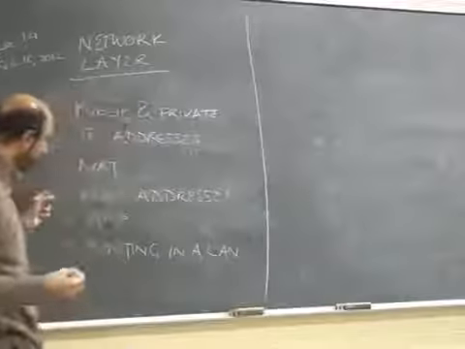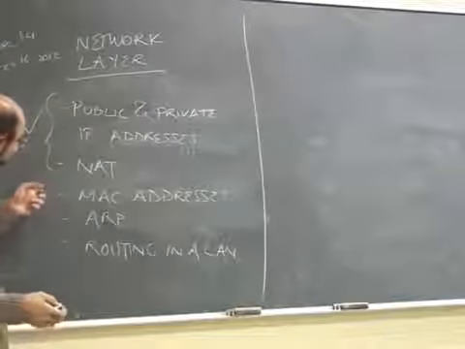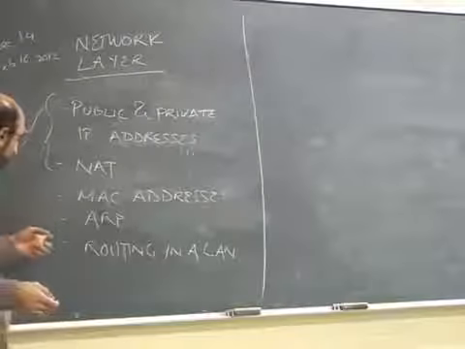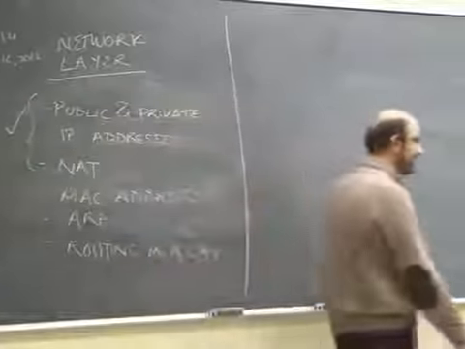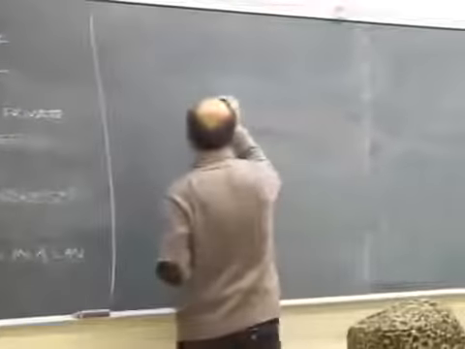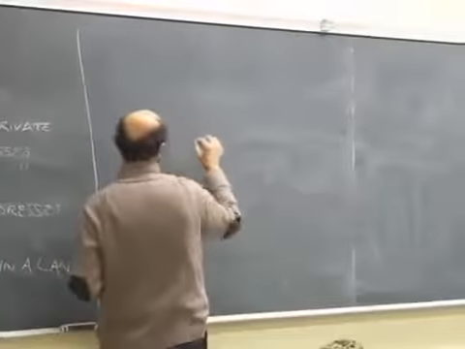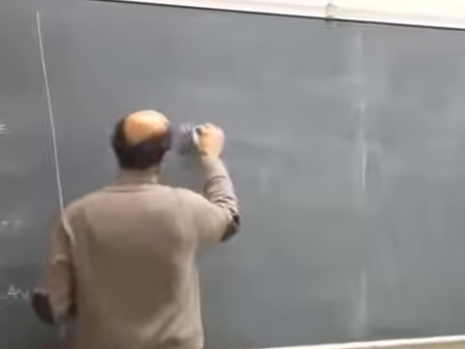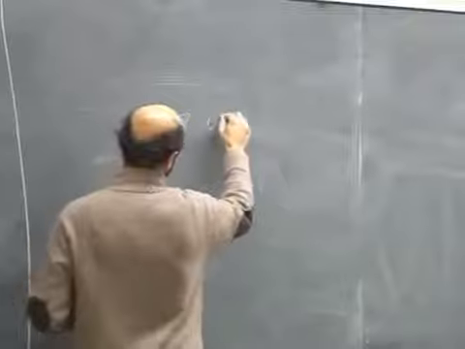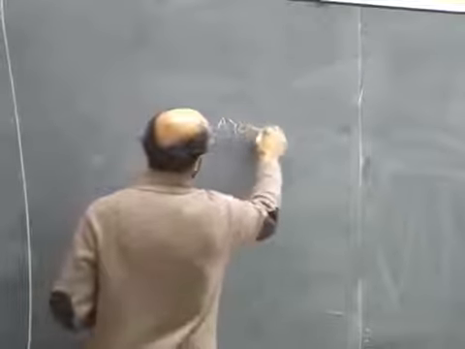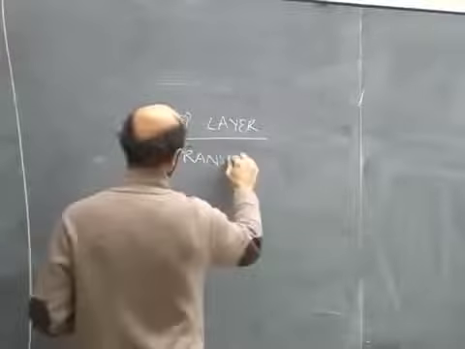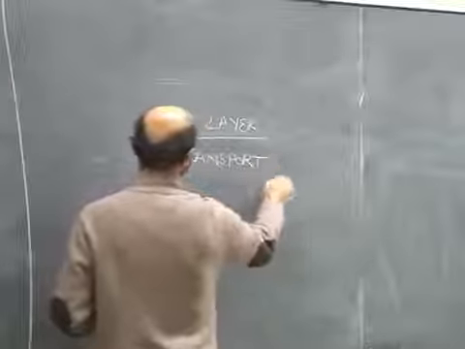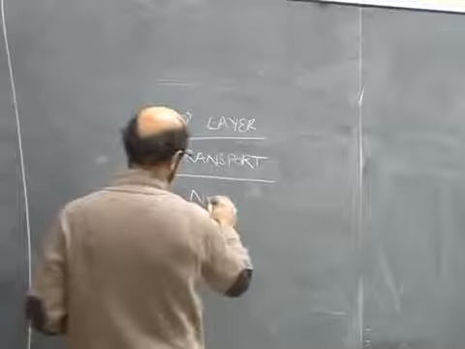I'm going to move on to these topics of MAC addresses, ARP, and routing in a LAN. Okay, and let me start with MAC addresses. So let me just draw the stack again so far. So if you have the application layer on top of the transport layer, that's on top of the network layer.